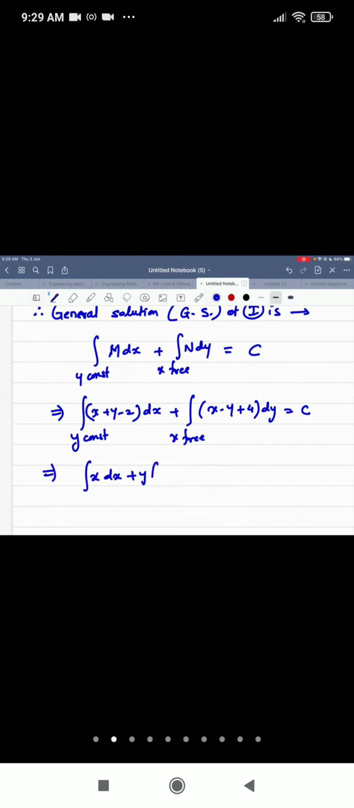See, y is a constant, so it will come outside. 2 is a constant, so it will come outside. Okay. So now no need to write that y is a constant. Plus, now out of these terms, there are 3 terms, right? This is the first term, second term, and third term. So which term is free from x? Can you tell me?